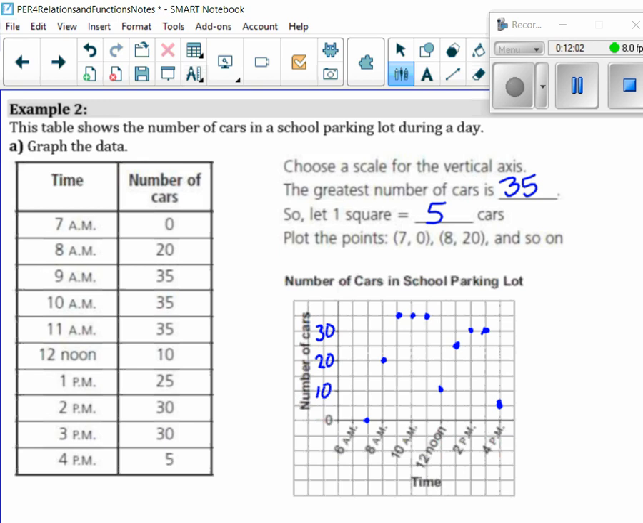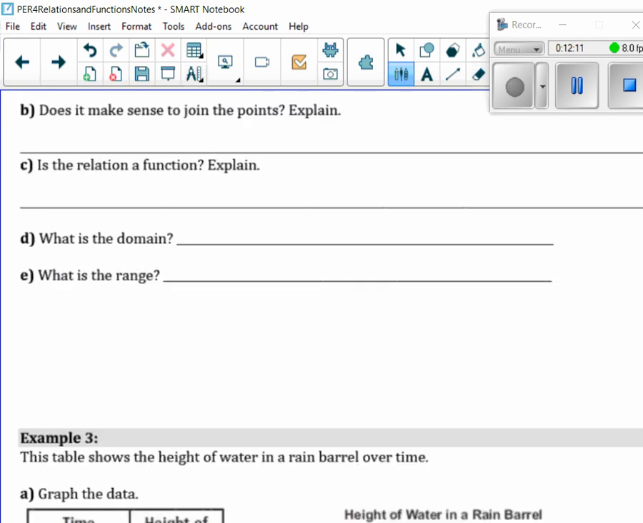So would I actually connect the dots here? No. No, why not? You can't have partial cars. Is the relation a function?